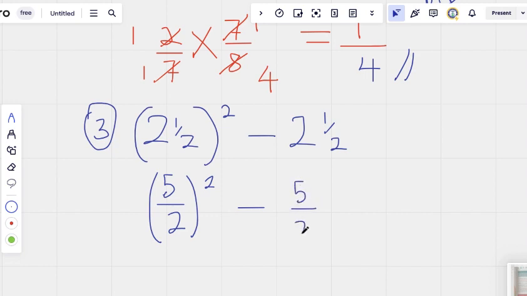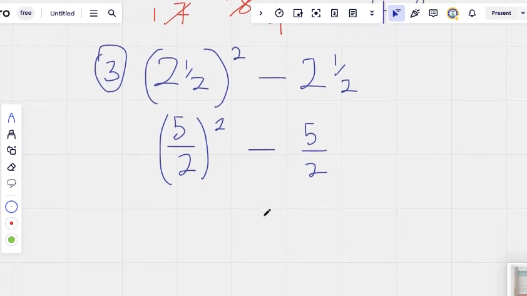If you have mixed operation like this, if you square 5, it doesn't mean 5 times 2, 10. Don't go and write 10. It's squared, meaning 5 squared over 2 squared. This is what it means. Don't go and write 5 times 2, 10. Then minus 5 over 2. This is what this one means.